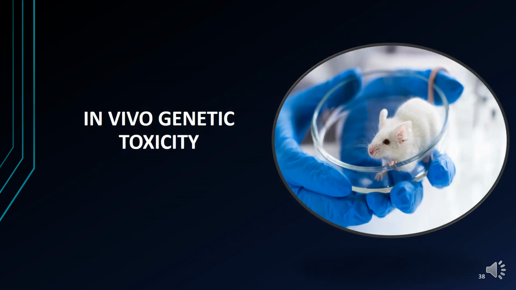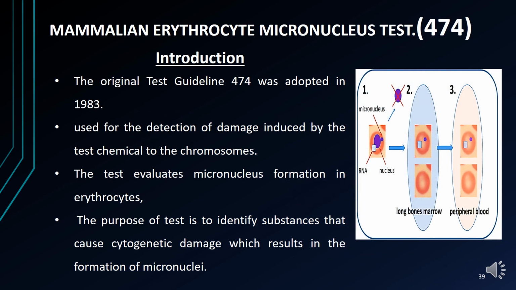So the next is the in vivo genetic toxicity. Mammalian erythrocyte micronucleus test. So here we will select the mammalian erythrocytes for the micronucleus test. This test comes under guideline 474, which was adopted in 1983. This is used for the detection of damage induced by the test chemical to the chromosome. The test evaluates the micronucleus formation in erythrocytes.